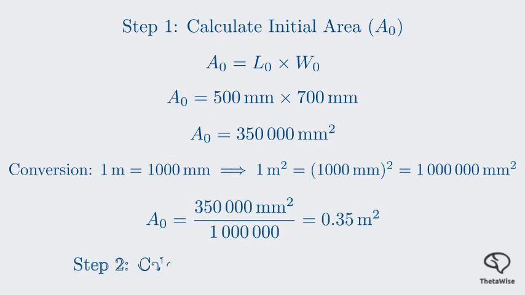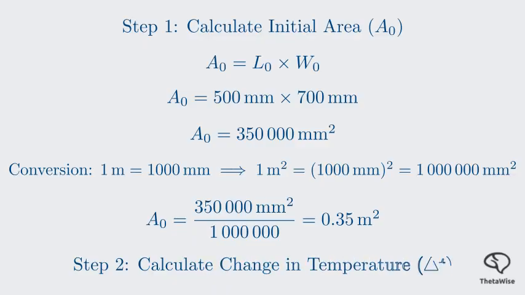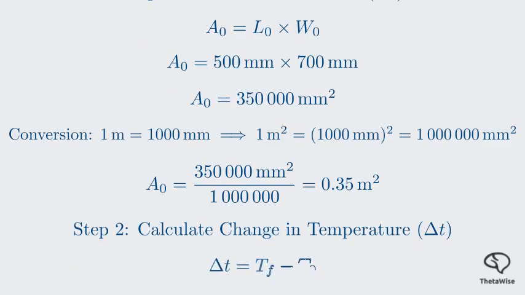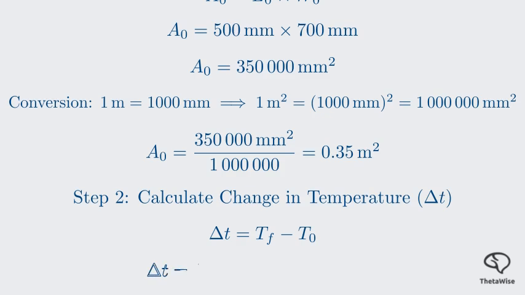Next, let's calculate the change in temperature, delta T. This is the final temperature minus the initial temperature. Delta T equals Tf minus T0, which is 159 degrees Celsius minus 29 degrees Celsius. This gives us a change in temperature of 130 degrees Celsius. Now we have the initial area and the change in temperature. Let's find the final area.